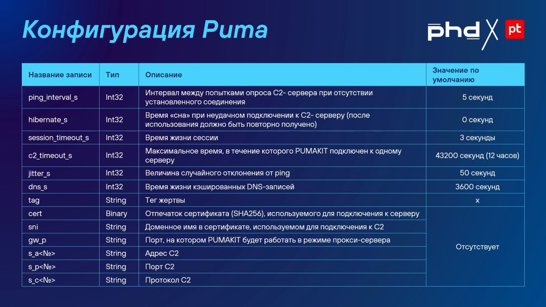But the most interesting things that have not been described yet are the insert of the certificate, which has a hash of the certificate that was used for communication with the managing processing unit, and the parameter SNI. It stands for server name indication. It's an extension of the TLS protocol, which allows serving a few domains on one IP address with different SSL certificates. In this case, when Puma interacts with the managing processing unit, it transmits the domain name that is indicated in the parameters.